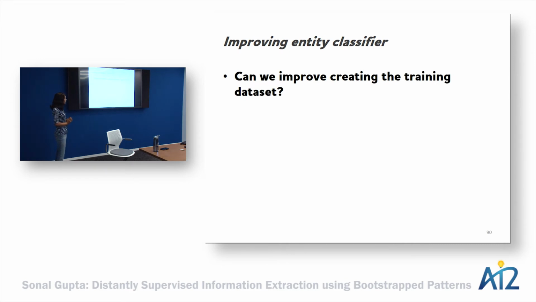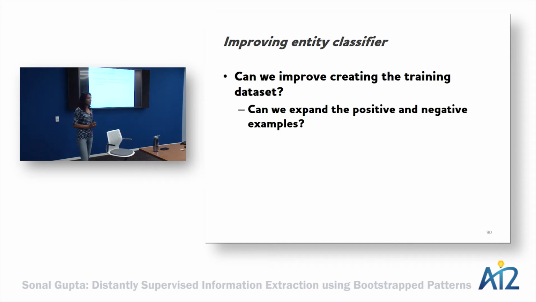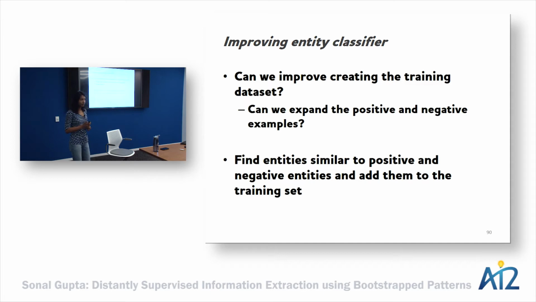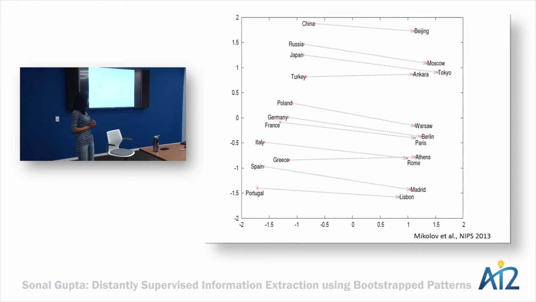So the question is, can we improve creating this training data set? And more specifically, can we expand the positive and negative training examples and make it better? Our solution is we find entities similar to the known positive and negative entities and add them to a training set. The way we do that is use word embeddings from deep learning literature, and they have been shown to be really good at capturing the semantic and the syntactic similarities.